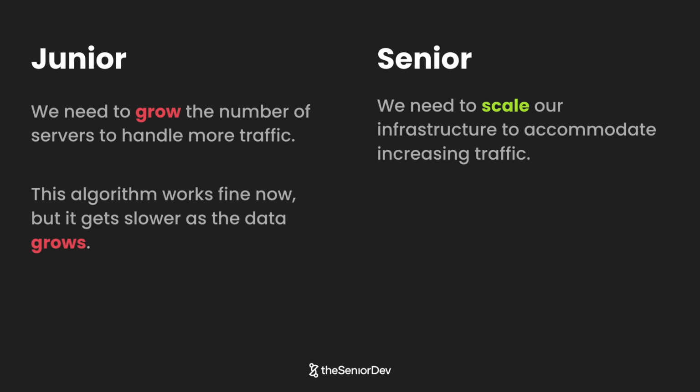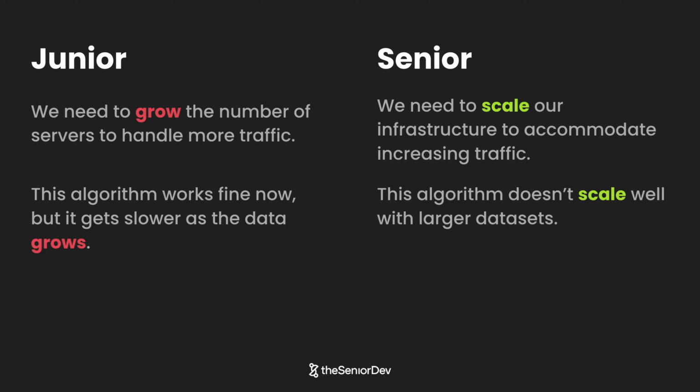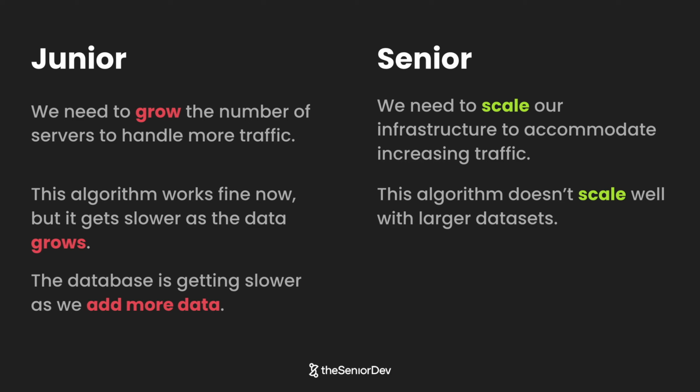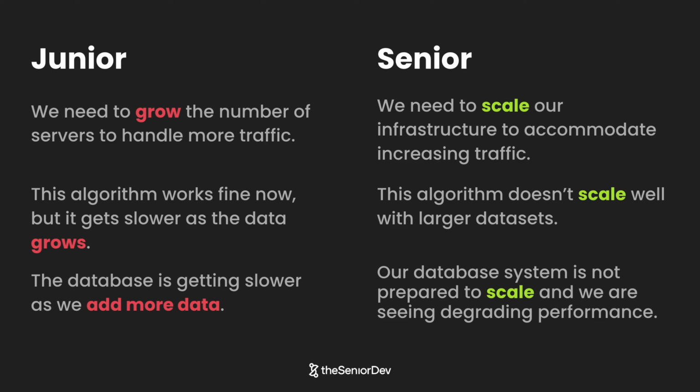A junior would talk about things like, "Hey, the algorithm or the code works now, but it will get slower as the data grows or as we add more data." But a senior would say, "This algorithm doesn't scale well with larger data sets." Or a junior might talk about a database, saying, "Hey, this database is getting slower when we add more data." But a senior would say, "Our database system is not prepared to scale and we are seeing degrading performance." That's another jargon they add.